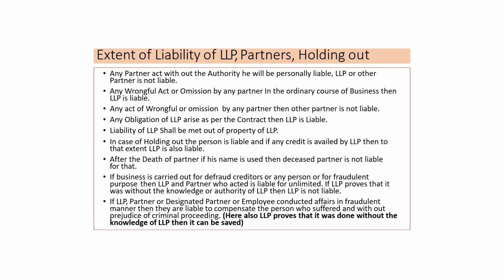If business is carried out to defraud creditors or any person, or for a fraudulent purpose, then the LLP and the partner who acted are liable with unlimited liability. Okay. And if the LLP proves that it was without the knowledge or authority of the LLP, then the LLP is not liable. If an LLP, partner, designated partner or employee conducted the affairs in a fraudulent manner, then they are liable to compensate the person who suffered, without prejudice to any criminal proceedings. Here also, if the LLP proves that it was done without the knowledge of the LLP, then it can be saved from any liability.